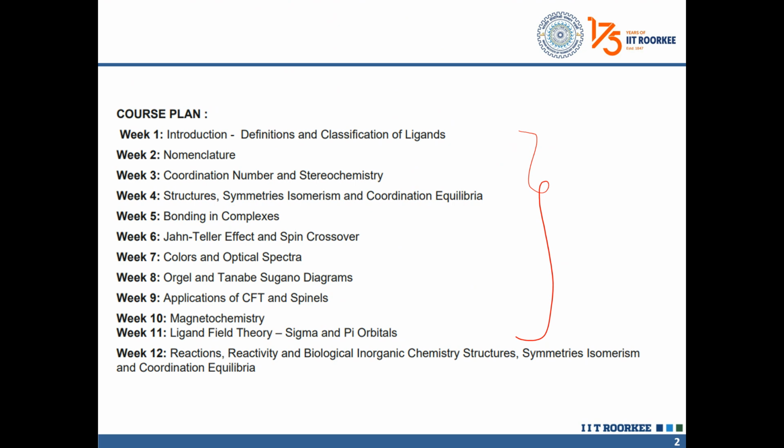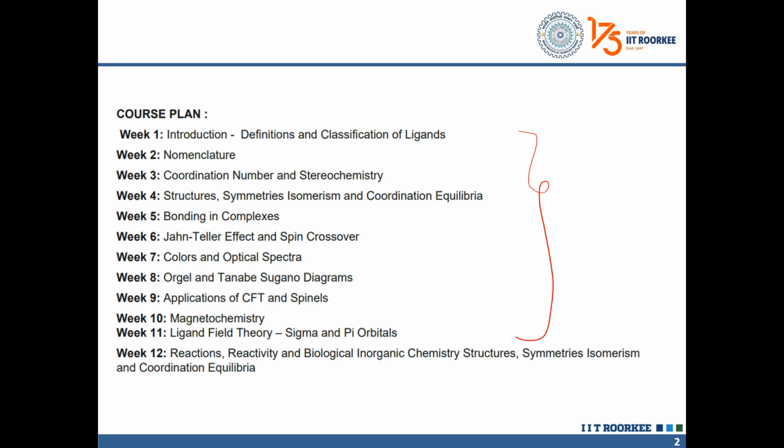In week 5, we discussed some bonding theories like valence bond theory and crystal field theory. Later on, we discussed the ligand field theory, to explain some phenomena. And in week 6, we discussed the Jahn-Teller effect and spin crossover.